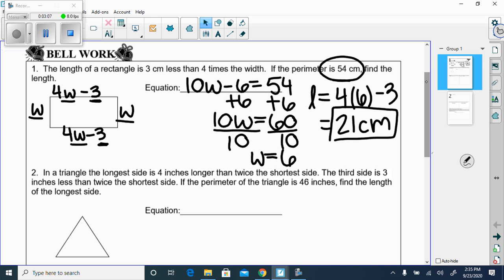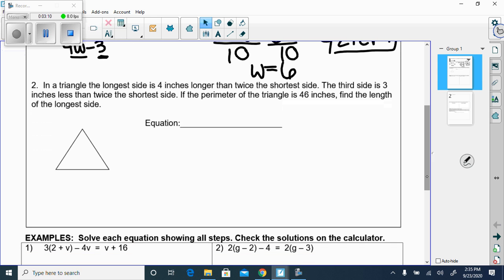So they gave us 3 different sides. They gave us a short side, a long side, and a third side. So I'm going to go ahead and label my triangle that way. I'll say this one is my short, this one is my long, and the bottom is going to be my third. So now I'm just going to write down the description that they gave for each one of those. The first one says the longest side is 4 inches longer than twice the shortest side. So they're comparing the longest one to the shortest one.